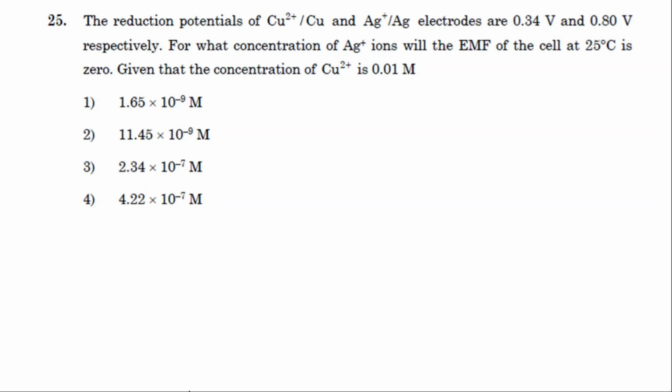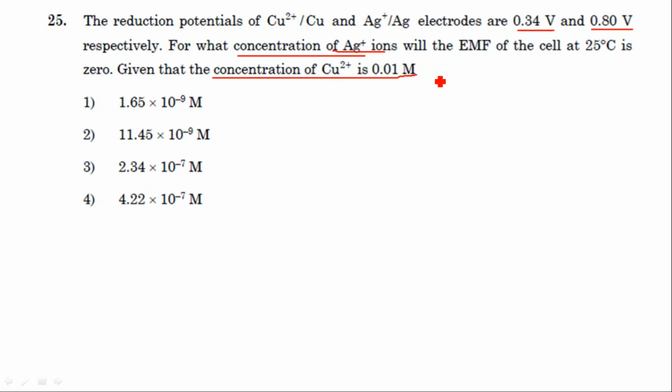Question 25. The reduction potentials of Cu2 plus and Cu, and Ag plus and Ag, the copper electrode and silver electrode, are given as 0.34 volt and 0.8 volt. For what concentration of silver ion is the EMF of the cell at 25 degrees equal to 0? You have to calculate the concentration of silver ion. The concentration of copper is given as 0.01 molar.